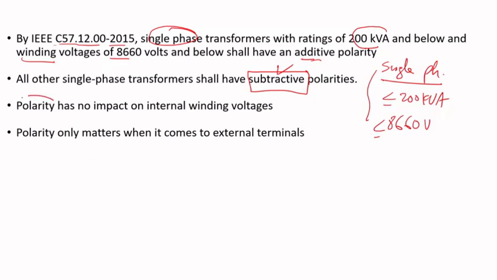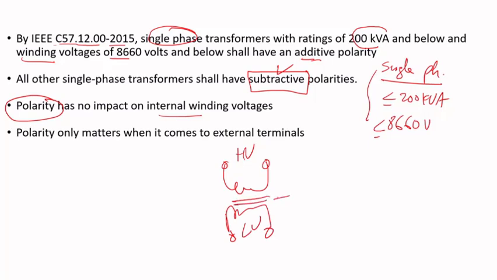So when we look at polarity itself, it really has no impact on the internal voltage. In other words, if I take a high voltage winding, and I take a low voltage winding, and these are wound around the same core, really polarity has no impact on the voltage that occurs from here to here and from here to here, for instance. Polarity only matters when it comes to external terminals, as we'll see.